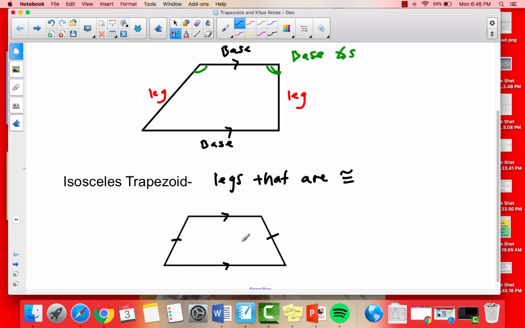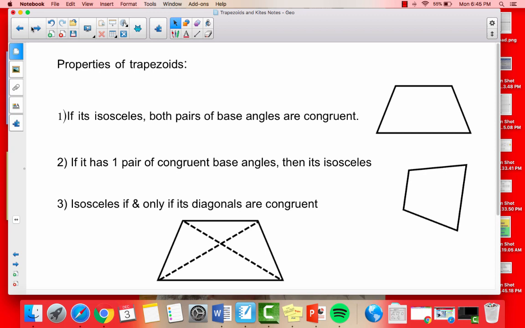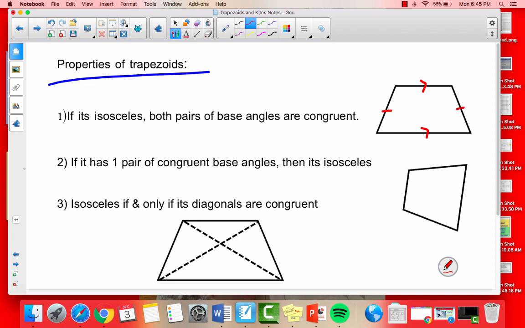The isosceles trapezoid is the trapezoid that has the most rules to it, so that's what we're going to be focusing on in this next slide. We have three main rules that you're going to want to know. The first one is that if it's isosceles, then both pairs of base angles are congruent. So if I mark this as an isosceles trapezoid here, then that means that my angles on the bottom would have to be congruent, and then the angles on the top would have to be congruent.